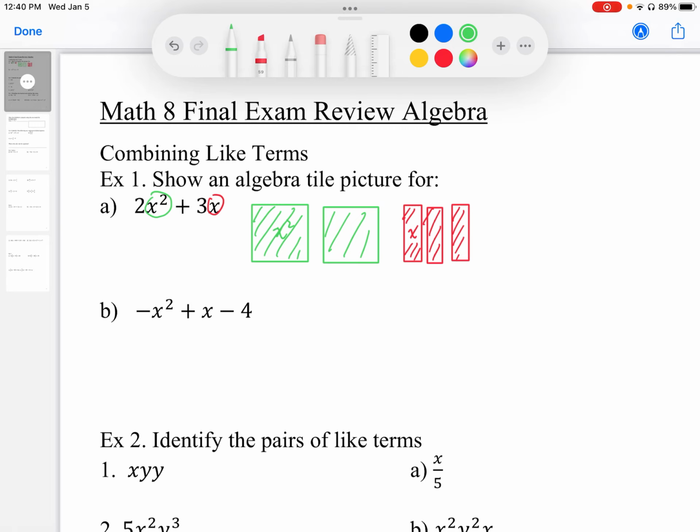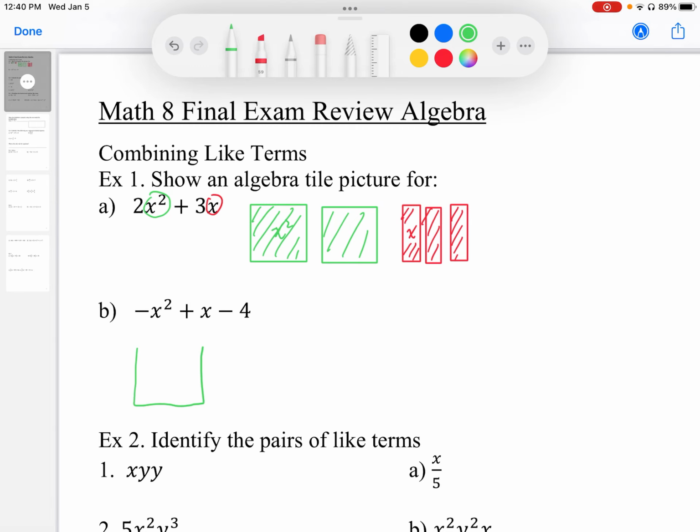For B, we have a negative x squared tile. So I'm just going to draw my x squared tile, and I'm not going to shade it in to show that it's negative. I'm going to have a positive x tile, which is a different shape, and I'm going to shade that in since it's positive. And then for the negative 4 ones, we have another shape that is different from the other two shapes.